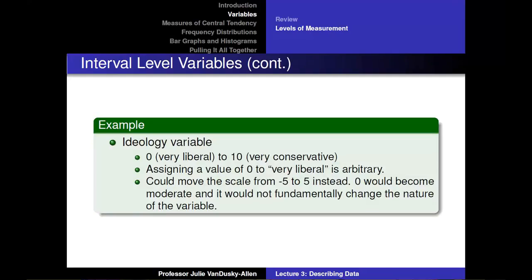Ideology could be an interval level variable. You could have a continuous ideology variable that ranges from 0, extremely liberal, to 5, moderate, to 10, extremely conservative. But the 0 in this case is an artificial 0. We could have moved the scale from -5 to 5 instead, and 0 would become moderate and would not fundamentally change the nature of the variable.